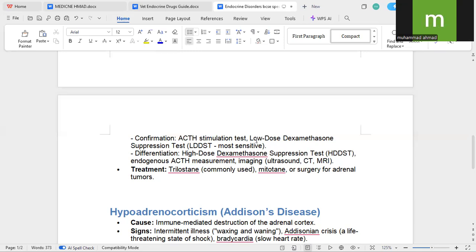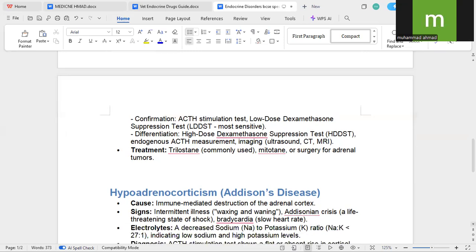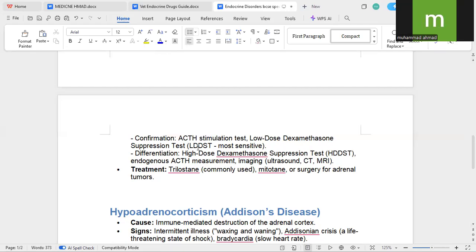And then we go for the LDDS suppression test, and we also go for the HDDS suppression test. Basically, steroid decreases the production of cortisol. So when we inject steroid, the cortisol level decreases in the normal condition. But if there is a problem, the cortisol level does not decrease so efficiently. In ACTH, when we inject ACTH, the cortisol level is exaggerated. Cortisol increase is high, so the adrenal gland is hypersensitive to the ACTH, and it confirms Cushing disease.